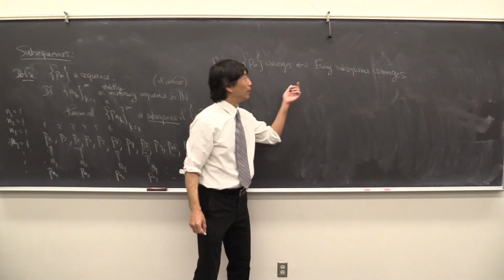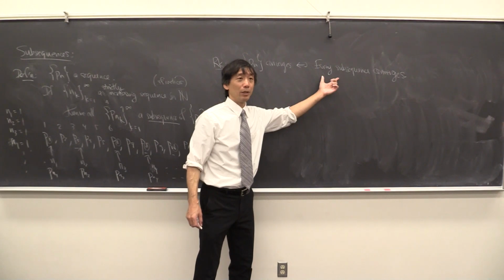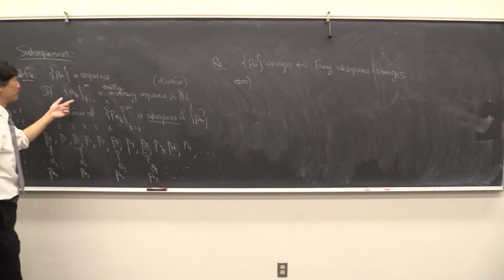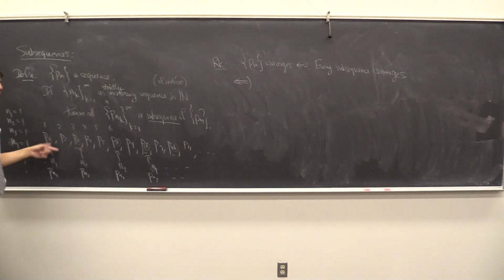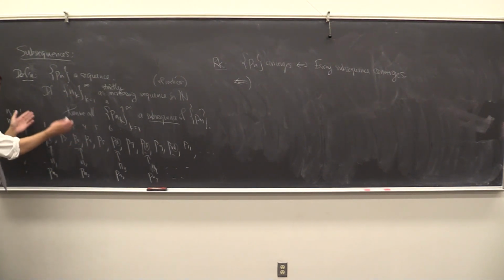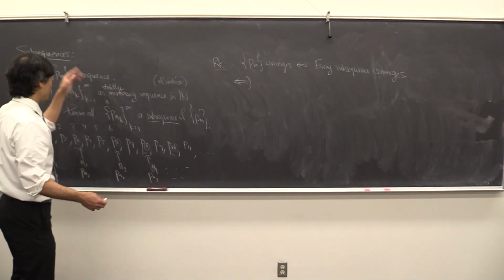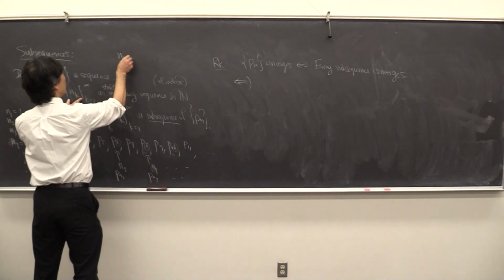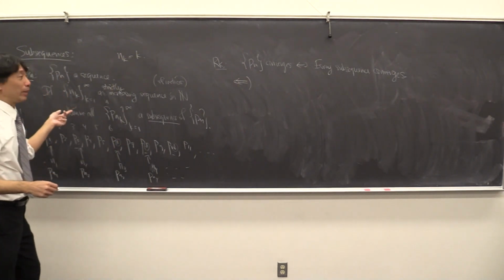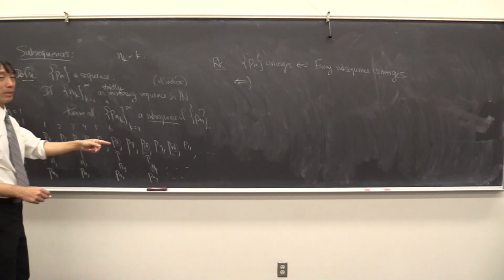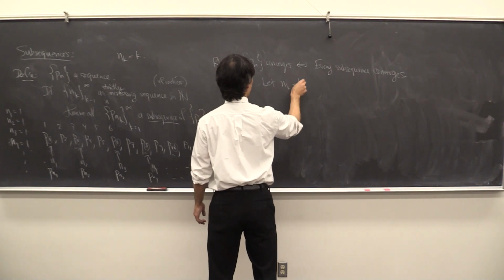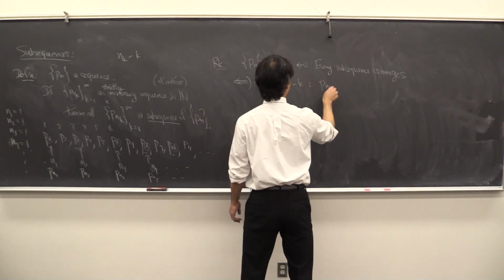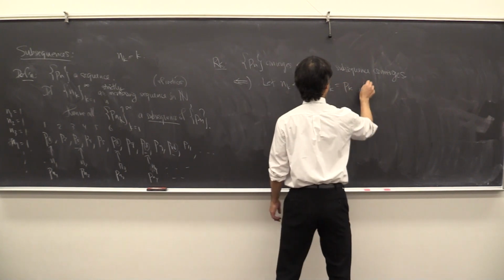One direction is trivial. If every subsequence converges, well, you could take the strictly increasing sequence that is just the original sequence, right? You could take the indices that correspond to the original indices. That still counts as a subsequence. The sequence counts as a subsequence of itself, because you can just take n sub k and let that be equal to k. That's strictly increasing in n, and that would just specify our original sequence. So let n sub k equal k. P sub n sub k is just P sub k, the original sequence.